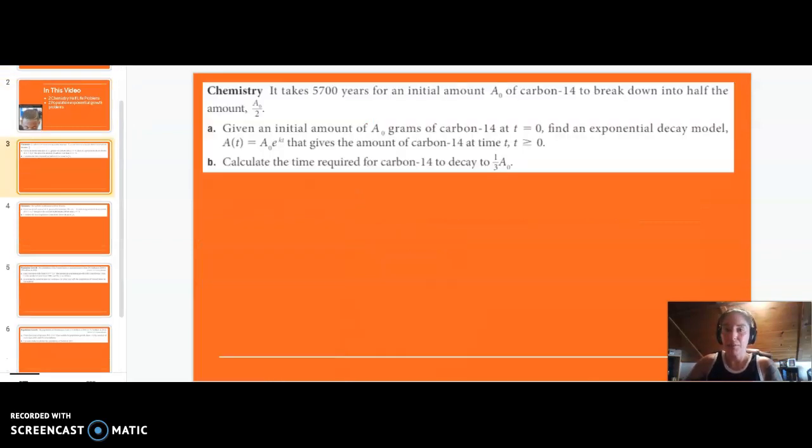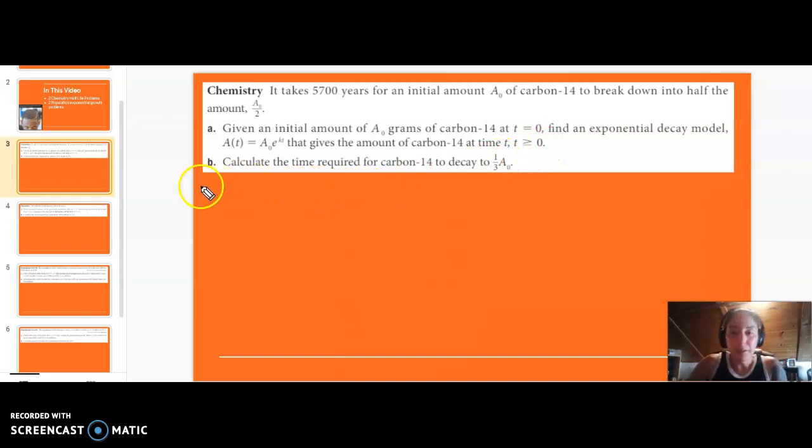Let's start off with some carbon. It takes 5,700 years for an initial amount, A sub 0, of carbon-14 to break down into half the amount, or A sub naught over 2. Given an initial amount, A sub naught grams of carbon at T equals 0, in other words, this is our starting point, find an exponential decay model, A of T equals A sub naught e to the kt, that gives the amount of carbon-14 at time t, where t is greater than or equal to 0.